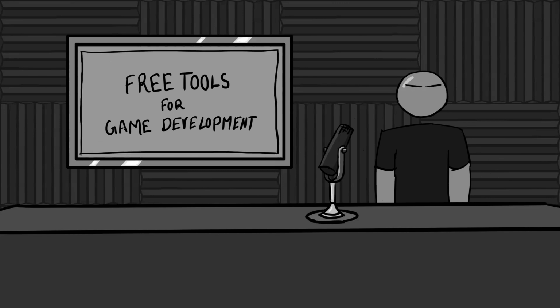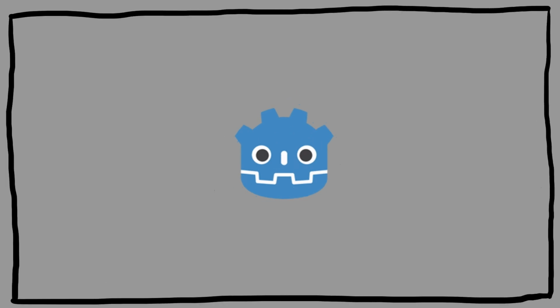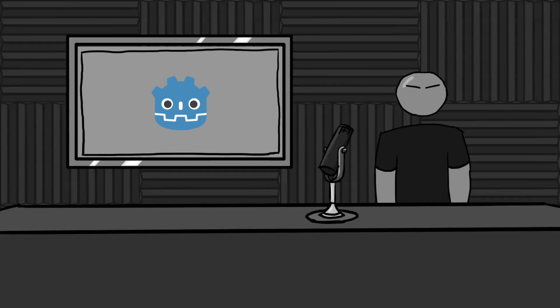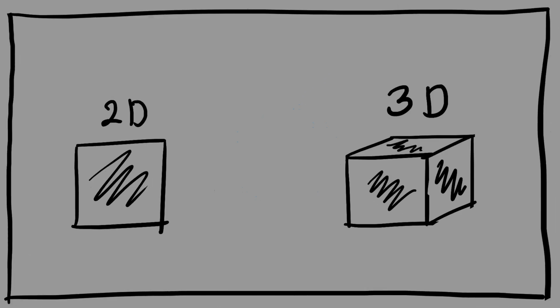Let's begin. So up at number 1, we have game engines and frameworks. Let's start with game engines first. A good example of a game engine is Godot. I've personally used this engine and I can say that it is incredibly easy to pick up. It supports both 2D and 3D and has a variety of features to help make your game.